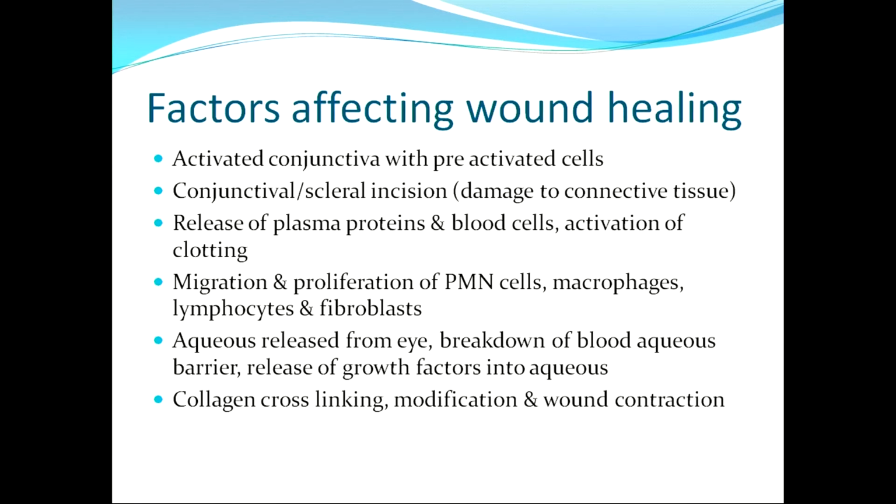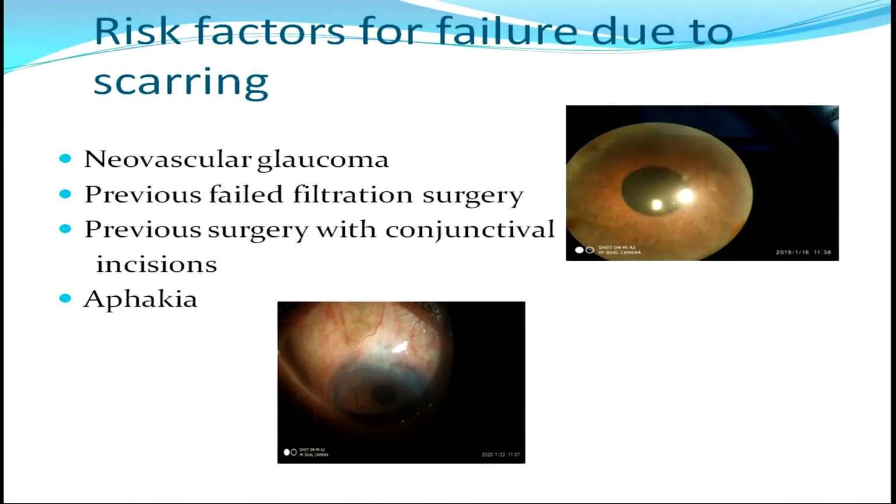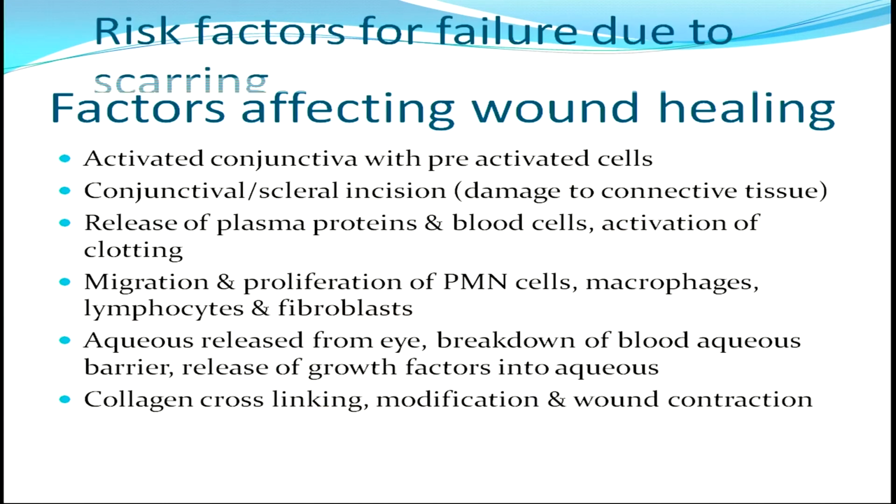There are various factors which affect wound healing. These are the activated conjunctiva with pre-activated cells, a variety of inflammatory mediators, plasma proteins, blood cells, migration of polymorphonuclear cells, macrophages, even the aqueous released from the eye. When the bleb starts functioning and there is breakdown of the blood-aqueous barrier, there is release of growth factors, specifically transforming growth factor beta. It is a very fibrotic agent and leads to bleb scarring. And in the later phase, there is collagen cross-linking and scarring also.